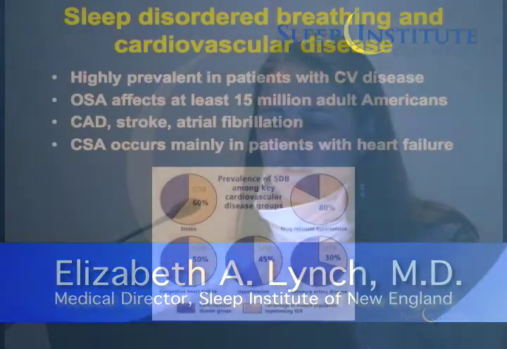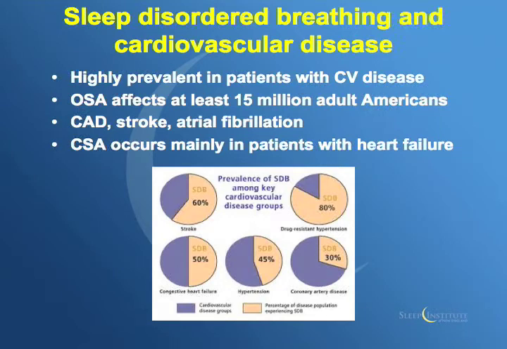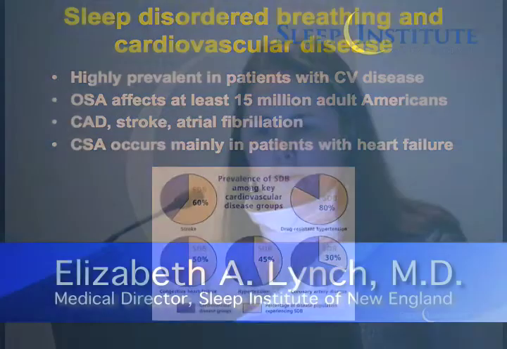In general, there is a high prevalence of sleep disordered breathing in cardiovascular disease patients. It affects 15 to about 30 million adult Americans. Looking at the prevalence among different cardiovascular conditions, 60% of stroke patients have some form of sleep disordered breathing, 50% of CHF patients, 45% of hypertensive patients, 30% of coronary artery disease patients, and 80% of drug-resistant hypertensive patients.